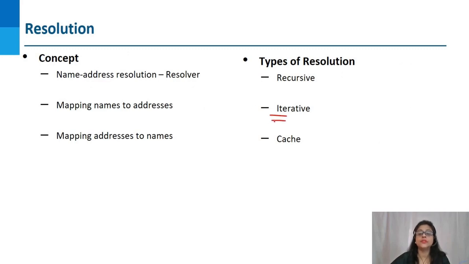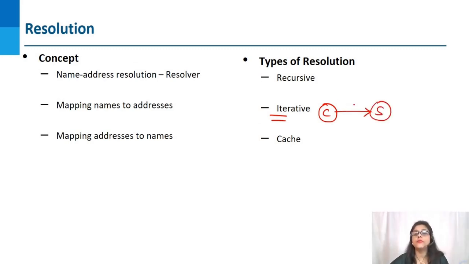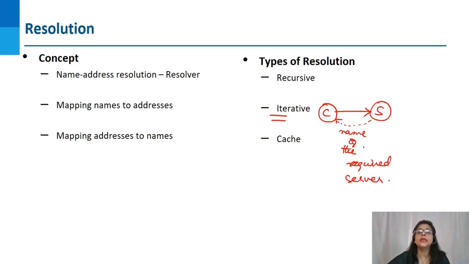What is iterative type of resolution? In iterative type of resolution, if the client requests the server for IP address of a domain name and the server does not have it, it will send back the name of the server. Actually, it will send back the name of the required server instead of transferring the message to the required server. So once the name of the server is reached at the client side, the client will directly send it to the required server, and the required server will send its response back to the client. So this is known as an iterative type of resolution.